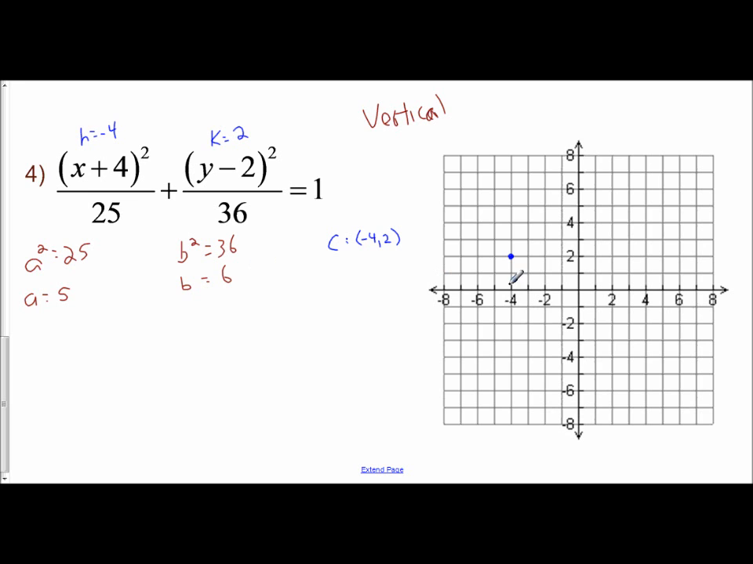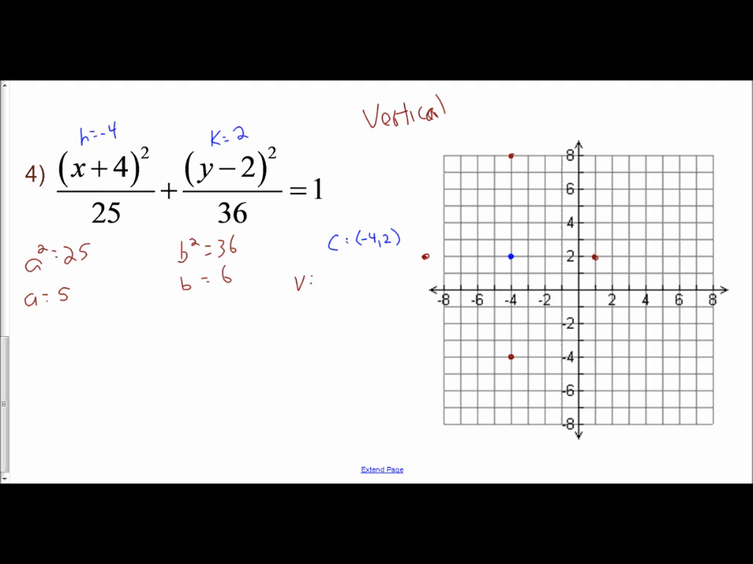So I like to just use the definition of what a and b are. A is the distance along your horizontal to the vertices. So I'm going to go right 1, 2, 3, 4, 5 units. I'm going to go left 1, 2, 3, 4, and I'm going to go off a little bit to go 5 units to the left. B is 6, go up 1, 2, 3, 4, 5, 6. And go down 1, 2, 3, 4, 5, 6. And there are all my vertices.